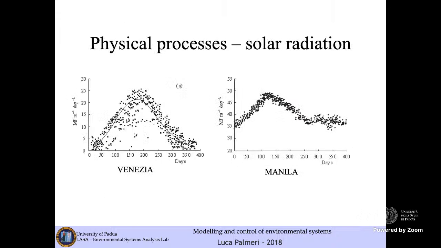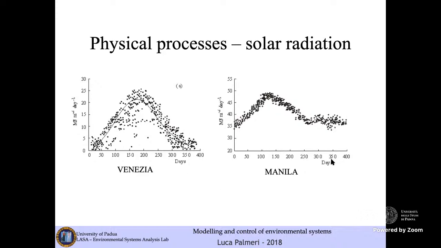You may understand immediately that this is not always the case, because the fraction of covered sky depends on seasons, and in particular depends dramatically on the seasonality at tropical latitudes, because we know that in tropical latitudes we have a rain season. For example, in Venice here, these are experimental measurements of solar radiation, and this is the regression interpolation obtained by the sinusoidal model that we have discussed.